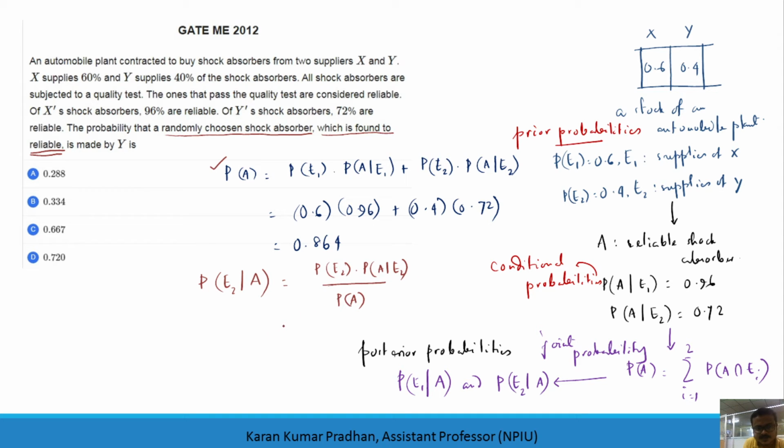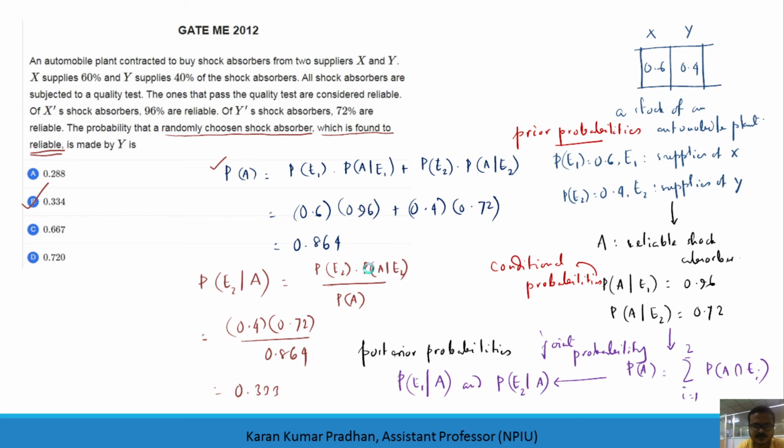So I think you can solve this. Here probability of E2 is given as 0.4, times 0.72, divided by your 0.864. I think you'll get the solution as 0.334 or something. Let me just find it. Okay, 0.4 into 0.72 divided by 0.864, which is your 0.333 or 0.334 also you can say. Okay, so this is the solution for this particular problem.